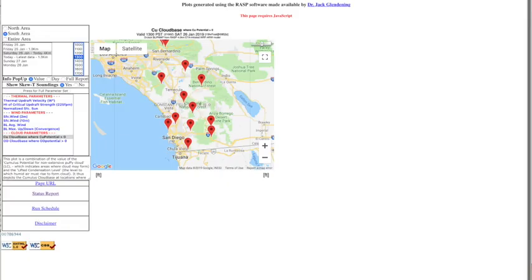Dig it. Let's do the RASP. Yep, so let me go to the RASP, and whenever you're using the RASP, we always want to make sure that the model's updated. So I always click on Status Report, and you can see that the south model, the run started at 3:28 this morning, but it has not updated.